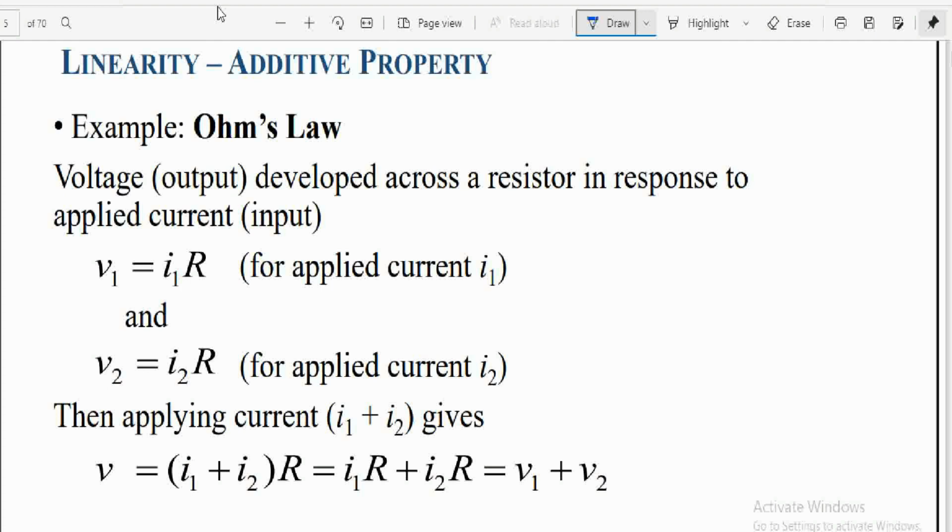Example, Ohm's law. For example, let us consider a circuit. Let us consider a circuit. So for this, this is your R1 and the current flowing through this is I1 and the voltage is V1.